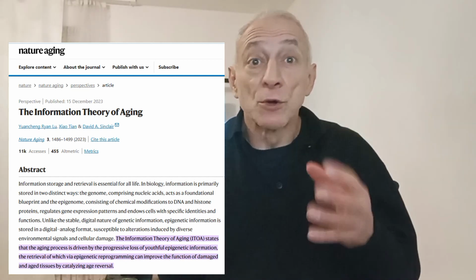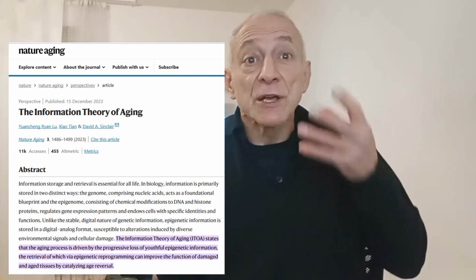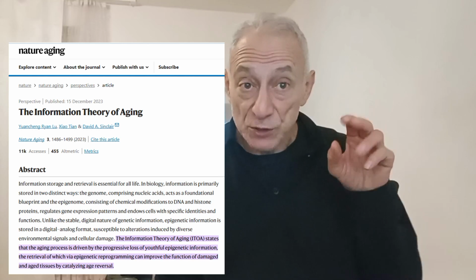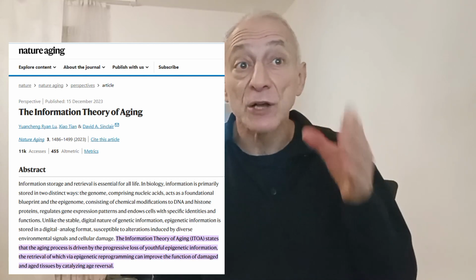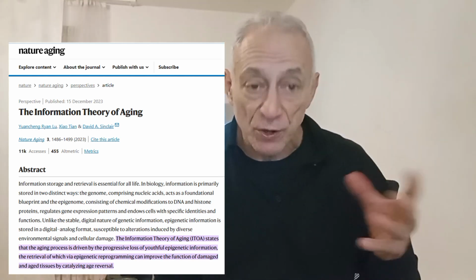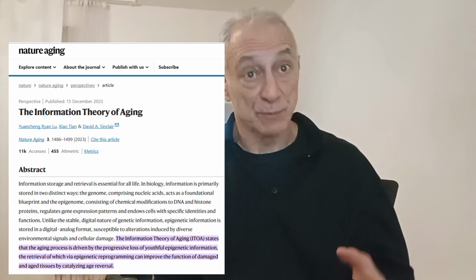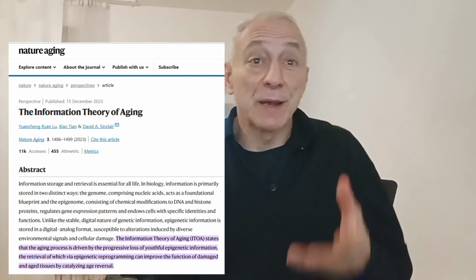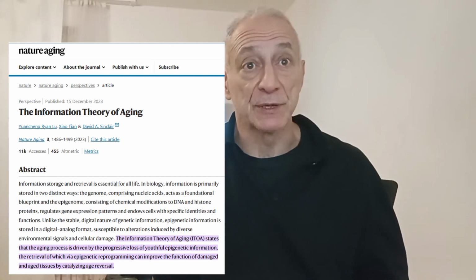Picture this. Your body's like a computer, and aging is what happens when the software, the so-called epigenetic instructions that tell your cells what to do, gets corrupted. Mr. Sinclair claims that our bodies have a backup copy of the software, and all we need to do is reboot it to restore youth and health. In other words, you could go back to 20 years old.